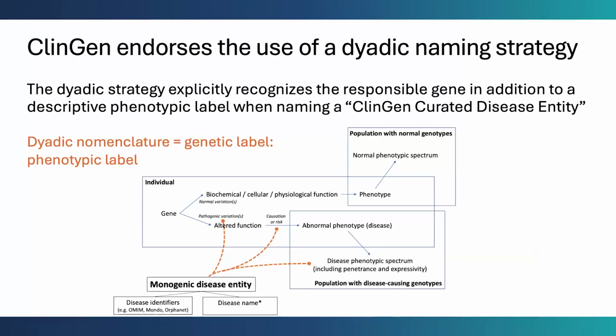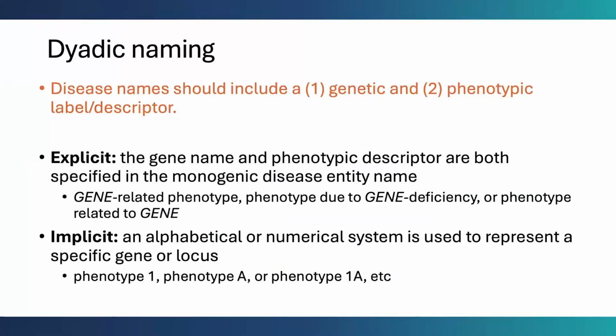As I mentioned, we are using what we want to call a dyadic approach here. That strategy explicitly recognizes the etiology, or the responsible gene, or cause for that disease, a gene in this instance, in addition to a descriptive phenotypic label, when we call this a ClinGen curated disease entity. So that's basically what it's telling you here: we know that there's enough of a phenotype that is normal phenotypic spectrum, but when we know that there's altered function based on a gene, we want to be able to indicate that gene name, obviously with an identifier and in the disease name, but also that phenotype. And there are two different ways that you can do this.